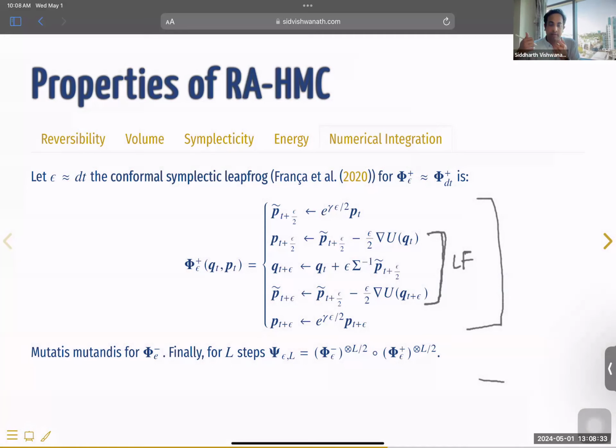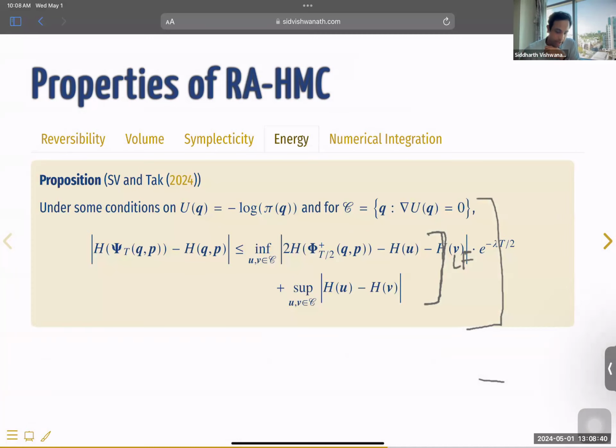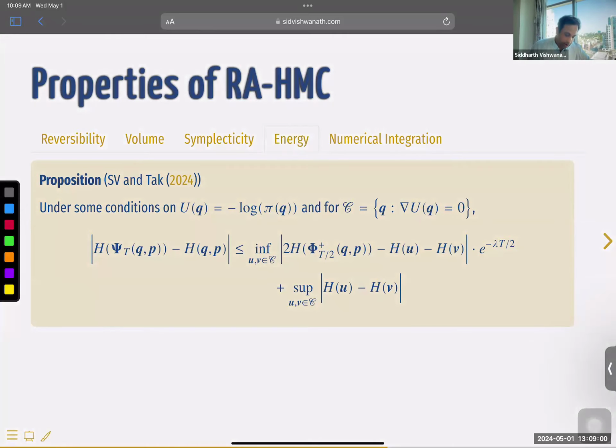Okay, so we have reversibility, volume preservation, symplecticity. Unfortunately, the situation is a little more bleak when it comes to energy conservation. In general, it doesn't hold that energy is conserved. But if you are willing to make some assumptions about your negative log density, then essentially what you can say is that if you run the repelling-attracting dynamics for time t, and then look at whether energy is conserved between your final state and your initial state, this is bounded by this quantity that you see over here.